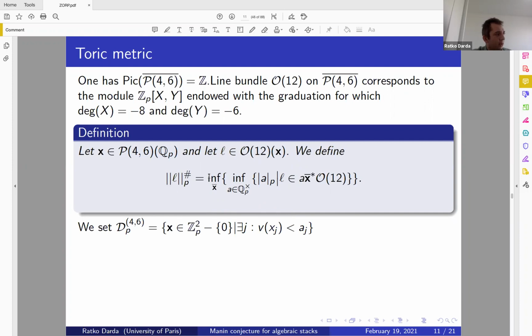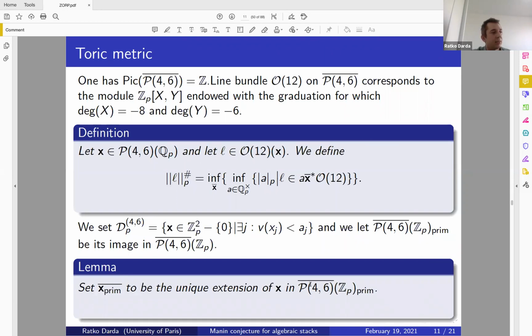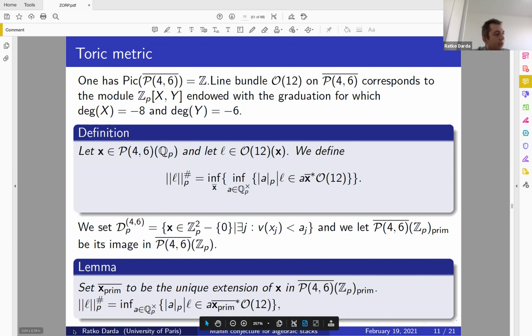Let us now calculate this infimum. We set D P46 to be the subset of ZP squared minus 0 such that either the first valuation is less than 4 or the second valuation is less than 6. Now we denote by P46 ZP prime its image in P46 bar of ZP. One can easily see that each QP point of this stack admits a unique extension of X in this set. And it turns out that the norm is precisely what you get if you take this infimum only for this extension. It is not hard to see this.